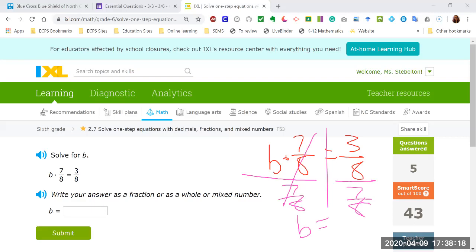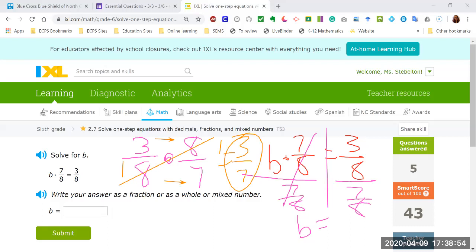B equals. Now I have to change that to multiplication. So I'm going to keep the number that's on top, change it to multiplication, and flip the 7/8. So it is now 8/7. And since the 8s are diagonal to each other, I'm left with a 1 here and a 1 here. So when I go ahead and multiply those, 3 times 1 gives me 3, and 1 times 7 is 7. So 3/7 would be my answer.